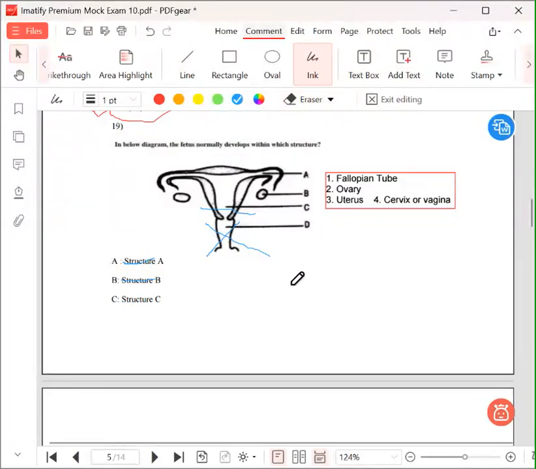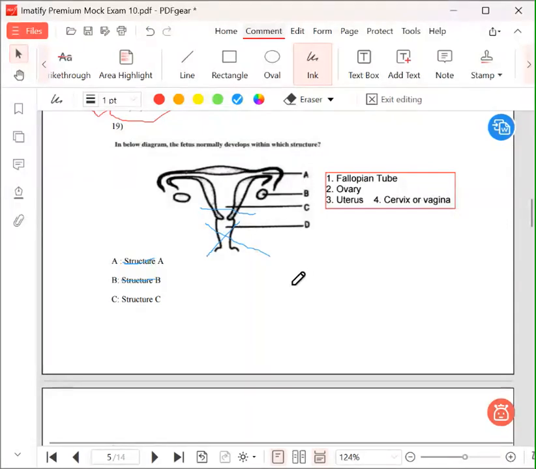Remember that fertilization occurs in the fallopian tube, not in the ovary. Here the zygote is formed, then it goes to the cleavage stage, then to the morula stage up to day 5. It remains in the fallopian tube up to day 5. Then it enters the uterus on day 5 as a blastocyst.